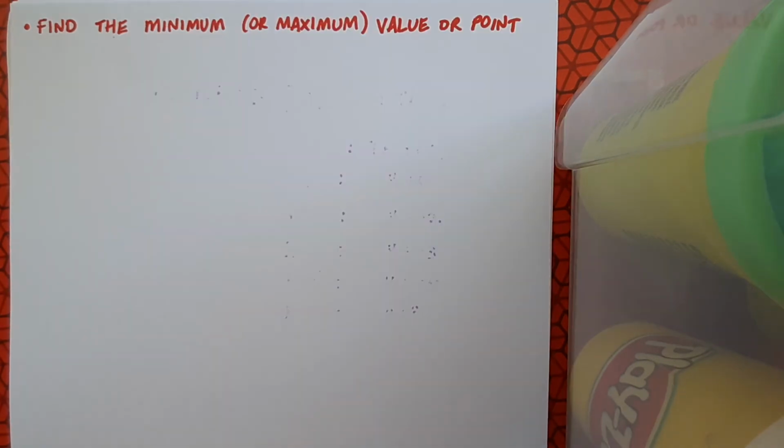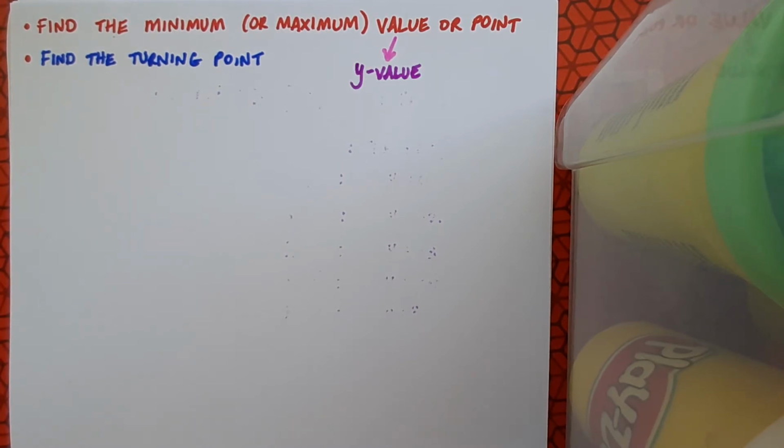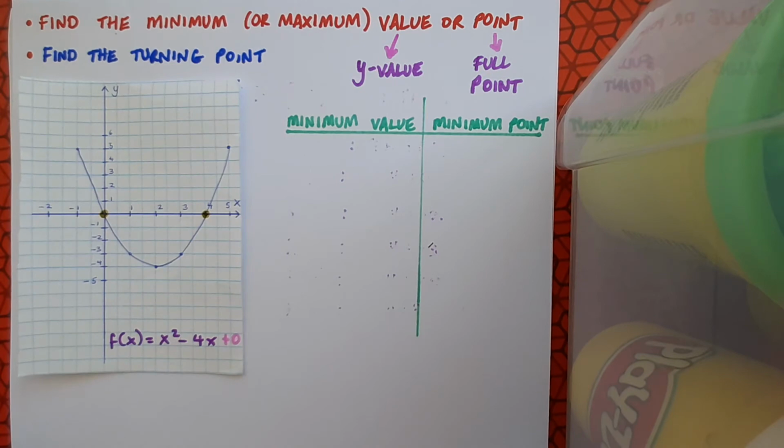Next, we're going to look at finding the minimum or maximum value or point on the function. This can also be called the turning point of the function. If it just asks us for the value, then they mean the y value. If they ask us for the full point, well then we give them the full point. For each of our graphs, I'll show you how to write the answer for the value and for the full point. Let's start by looking at f of x.